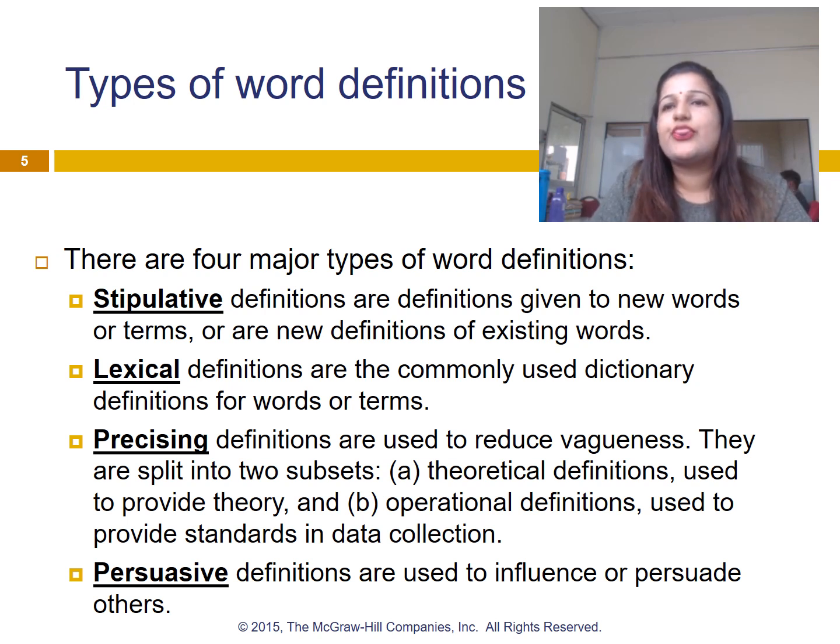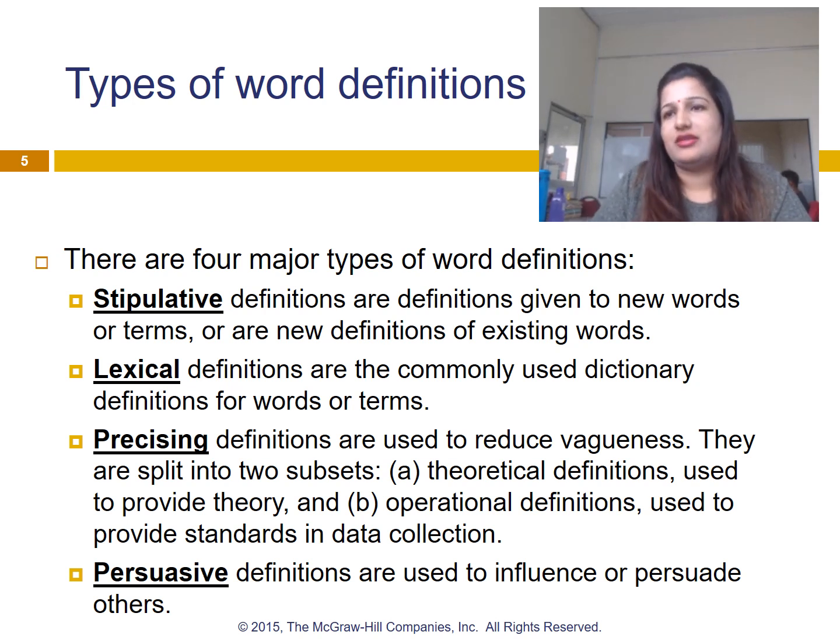But let's take a look at the third type of word definition. The third type of word definition is called the precising definition. So the precising definition is more or less used to reduce vagueness, ambiguity. Why? If you take a look at the word itself, it's precise. So these types of definitions, in my opinion, are usually used in the sciences. And precising definitions have got two subsets or two different categories. Number one, theoretical definitions, and number two, operational definitions.